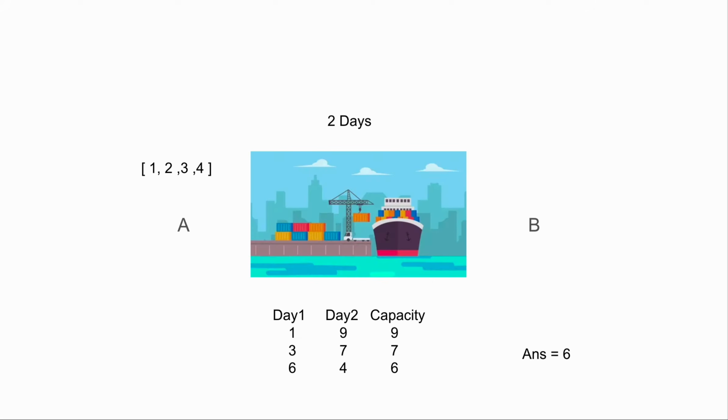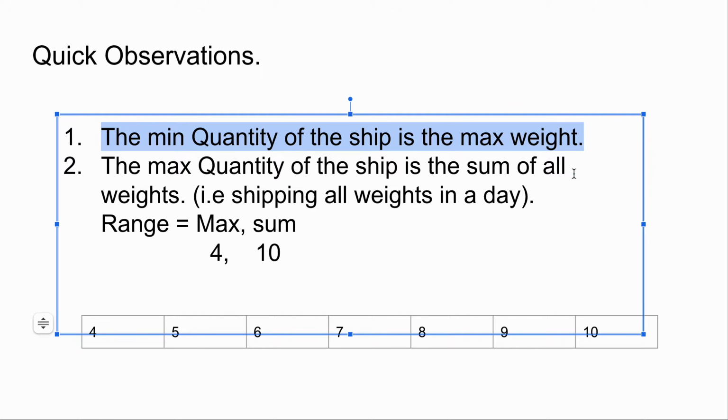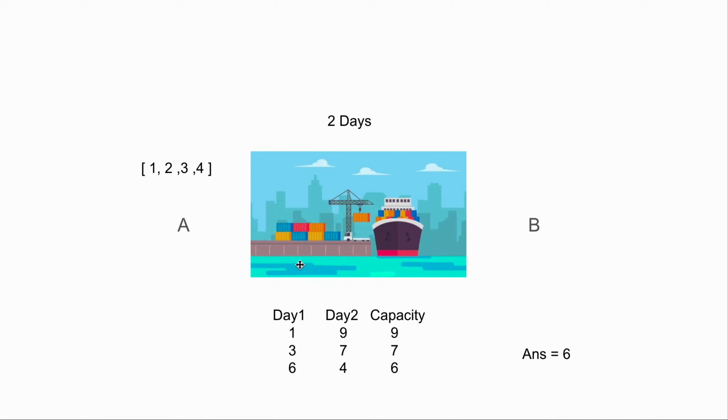So what are the quick observations we can draw here? What is the minimum capacity of the ship that you want? It is 4, that is the maximum weight. Your ship can never be lesser than this. Even if I give 10 days, can the capacity of the ship be any lesser than that? No, because you have to carry 4. That is the first observation: the minimum capacity of the ship will be the maximum weight. And the second one is, if I give you just 1 day, then what will the capacity be? It will be 10.